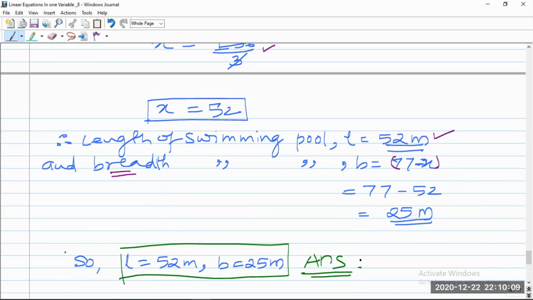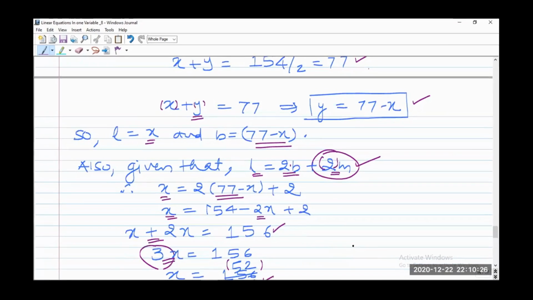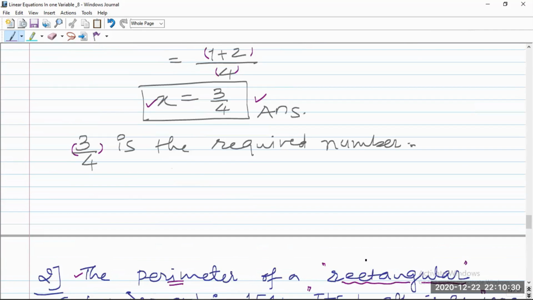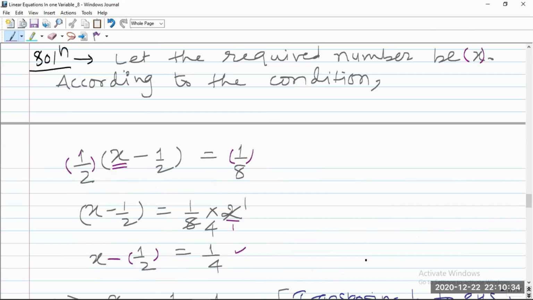So students, in this way we can solve such types of word examples using linear equations in one variable. Hope everyone understood these examples, and you can try more examples from your textbooks and practice them. So with this sum only, today we stop here. We'll continue in the next video with more examples.